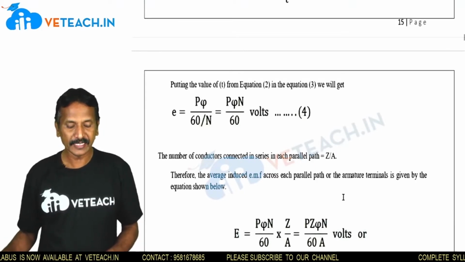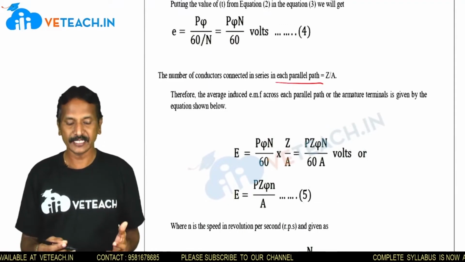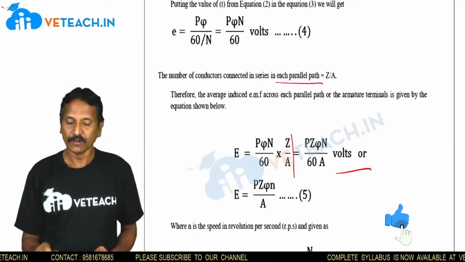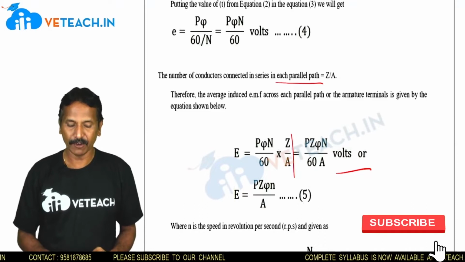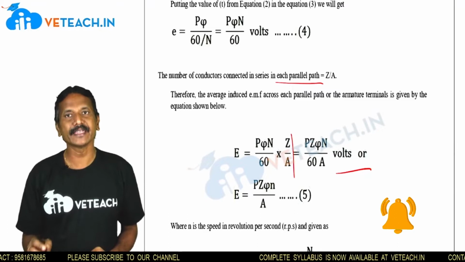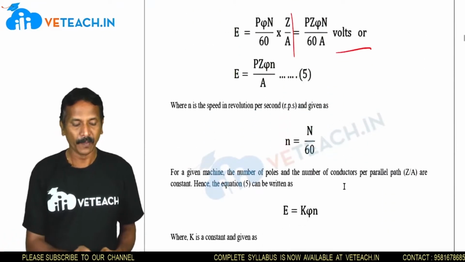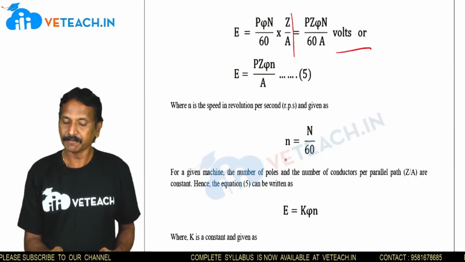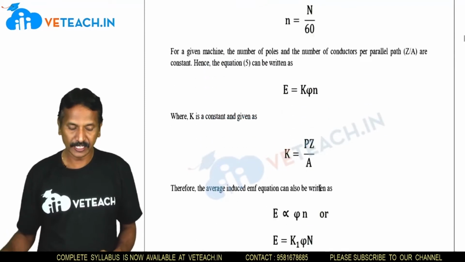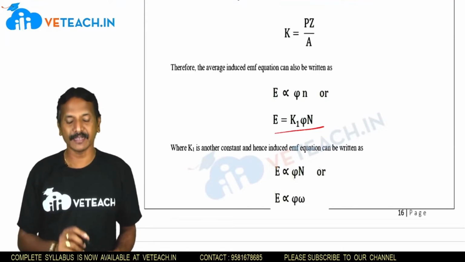The number of conductors in series in each parallel path, as we already discussed, with A parallel paths, is Z by A. So we can write this as phi Z N by 60 into P by A. P by A depends on wave winding or lap winding, which I will explain later. When we do problems, this is very important. Here N is the speed in revolutions per second, that is, N is equal to N by 60. The induced EMF depends upon the flux phi and the speed N.